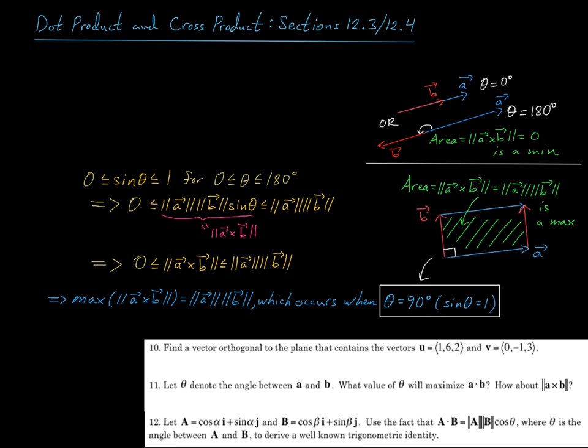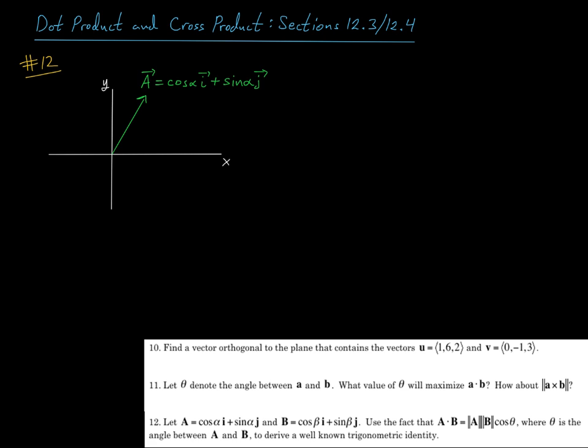Cool. All right, so now let's press on to the last question, 12. So this says, let A be cosine alpha i plus sine alpha j, and B equal cosine beta i plus sine beta j. Use the fact that A dot B is equal to the product of the magnitudes of A and B times the cosine of theta, where theta is the angle between A and B, to derive a well-known trigonometric identity. All right, so let's first draw the vectors A and B.